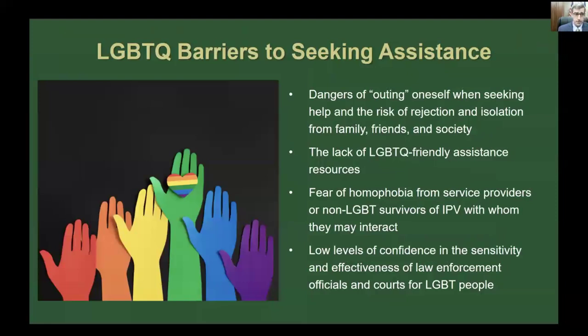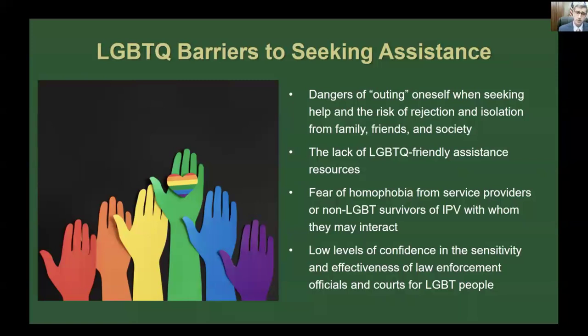Some additional barriers in LGBTQ seeking assistance is the danger of outing themselves. I think this is very common when you're dealing with especially young adults or teenage dating violence. Many times they have not come out to their family, and the risk of reporting that they're in an abusive relationship may cause them to have to open up to their family about that, and then they have the risk of rejection or isolation from their family members or friends and people in society. So recognize that that's an issue.